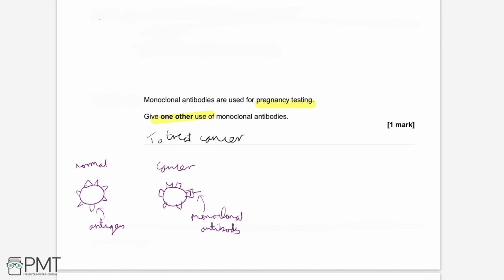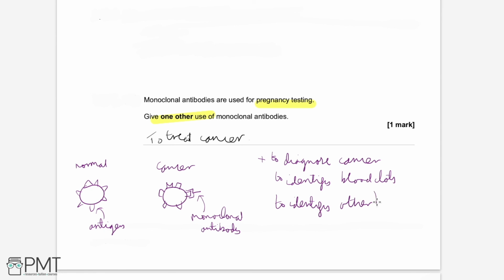cancer cells only. Now, alternatively, these antibodies can also be used to diagnose cancer in a similar way as the pregnancy test kit. They can be used to identify blood clots in the body, or they can be used to test for other hormones in a similar way to the pregnancy test. All of these would be acceptable answers.